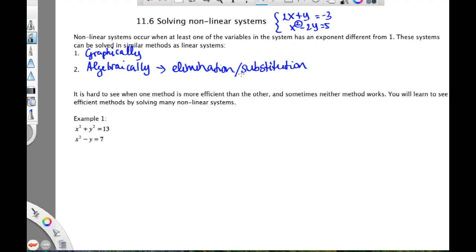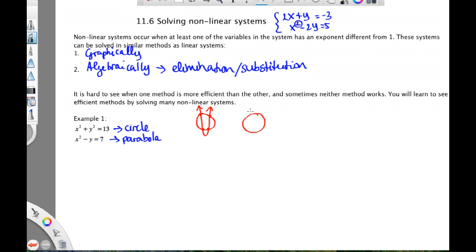One of the things that you really should take a look at is what type of equation you have before you start. That gives you an idea of how many solutions you could possibly have. So for example, x squared plus y squared equals 13. Well, that is a circle. And x squared minus y equal to 7, that is actually a parabola. If I draw a circle, and then I draw a parabola, let's just draw one that goes normal, then you can see that I could have 1, 2, 3, 4 solutions.